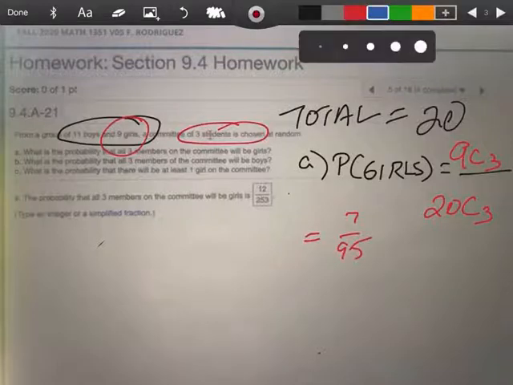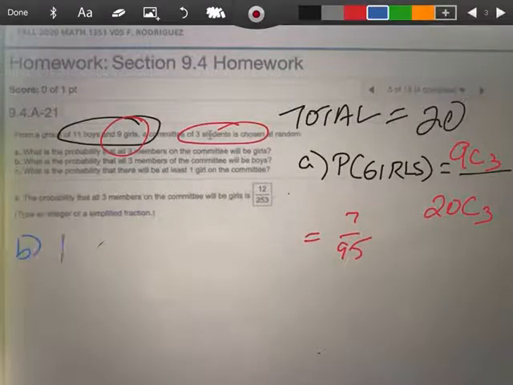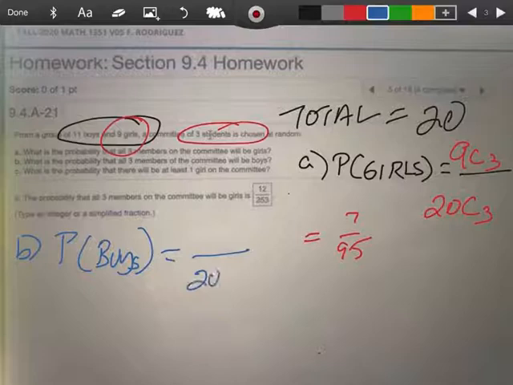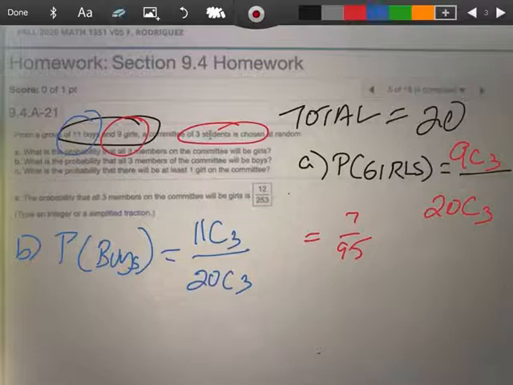Okay, now let's do part B. Part B says, what's the probability that we're going to get all boys? Well, my denominator is still going to look the same. It's still going to be 20 choose 3. But now we have a total of 11 boys, right? So my numerator is going to be 11 choose 3. Okay, so you know what? Let me move this 7 over 95 over here because that's where we had it.